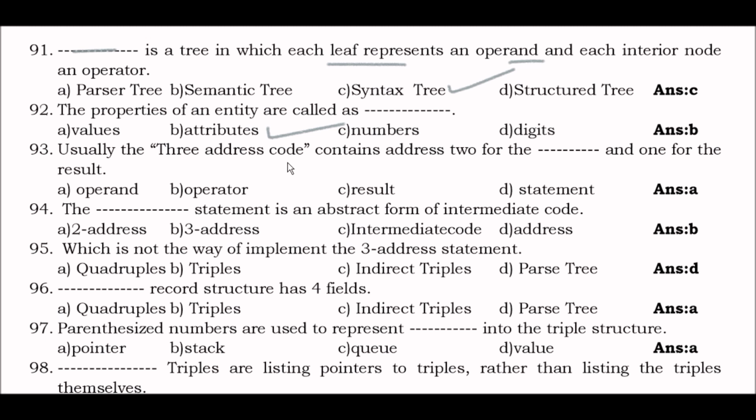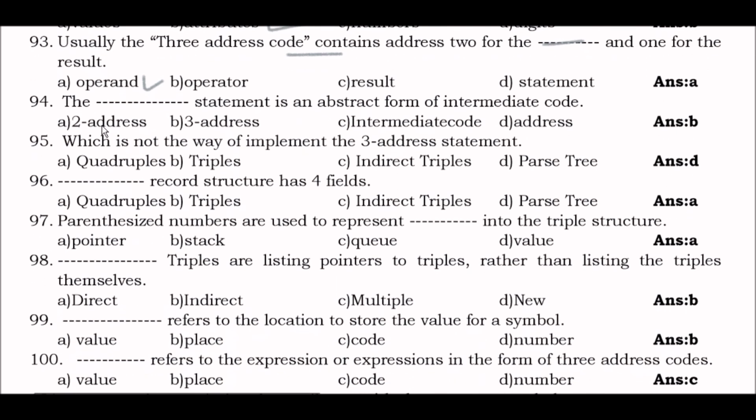Usually, the 3 address code contains addresses 2 for the blank space and 1 for the result. So, right answer is option A, operand. Usually, the 3 address code contains addresses 2 for the operand and 1 for the result. Next question. The blank space statement is an abstract form of intermediate code. So, right answer is option B, 3 address. The 3 address statement is an abstract form of intermediate code.